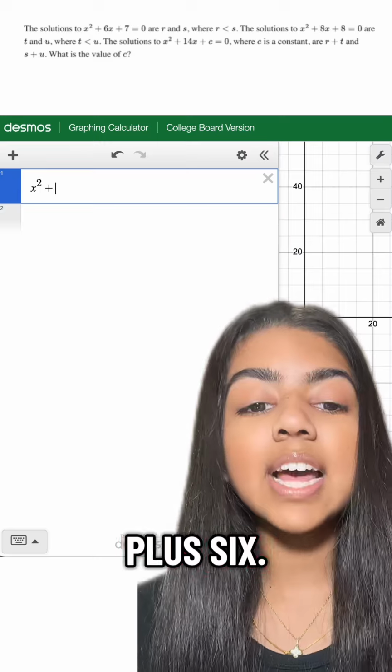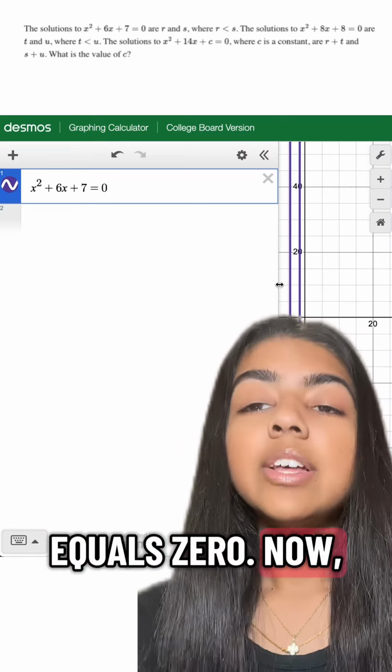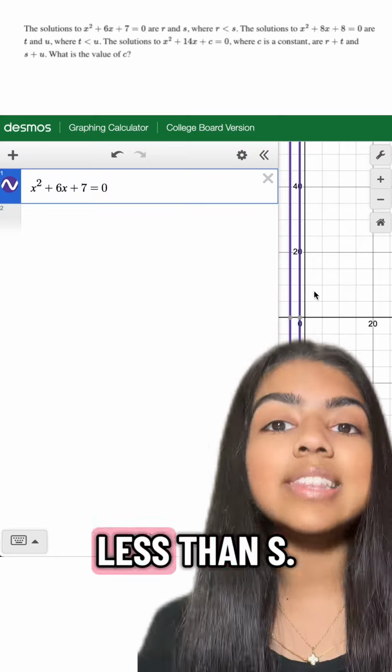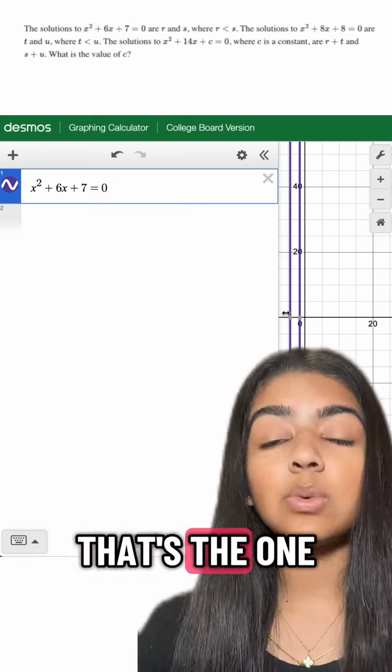That's x squared plus 6x plus 7 equals 0. Now, we are given that the solutions for this are r and s, where r is less than s. So which one's our smaller solution? That's the one towards the left, over here.